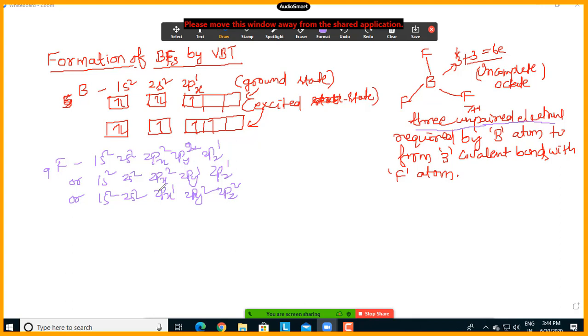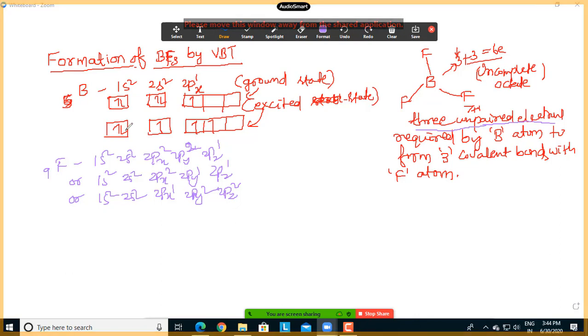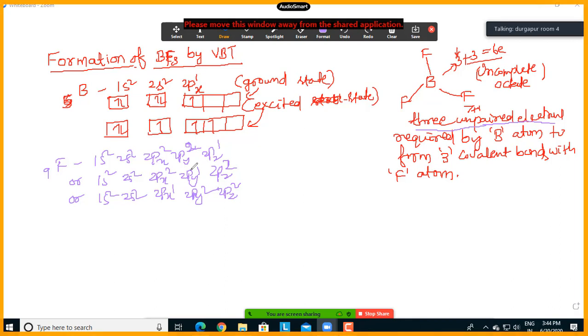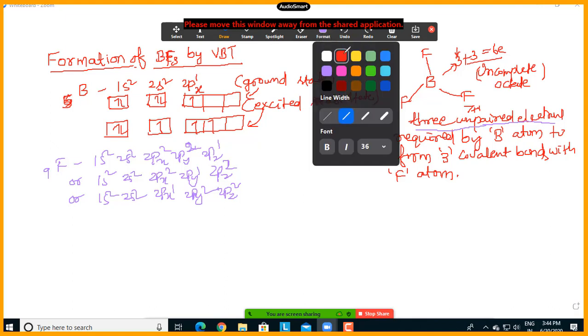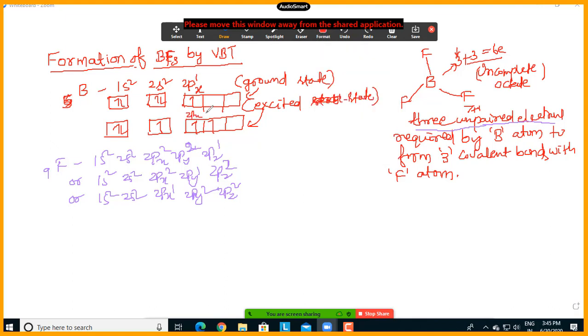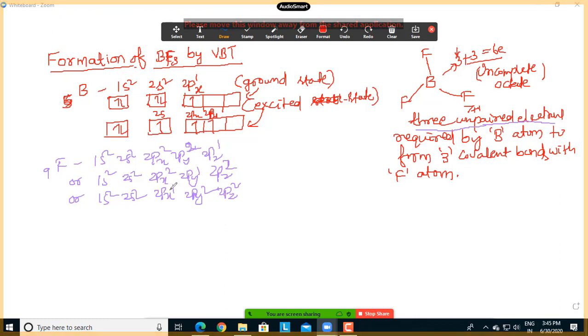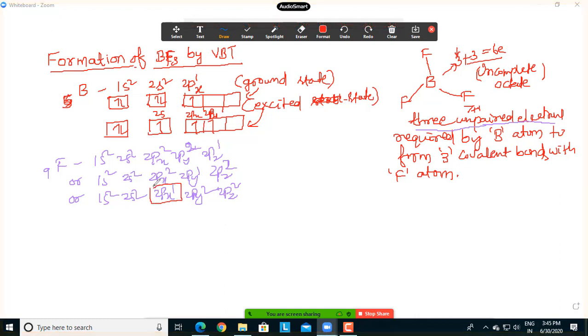So fluorine will overlap. Now you have boron. Sir, in the second one, it will be 2pz2, right? Yes, sir, 2pz. So now fluorine can overlap from here. So if you have this is 2px, 2py, and this is 2s. So this one, 2px unpaired electron, this part can overlap. Okay.